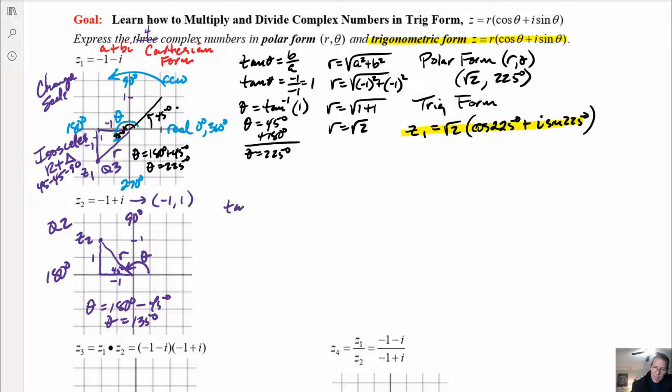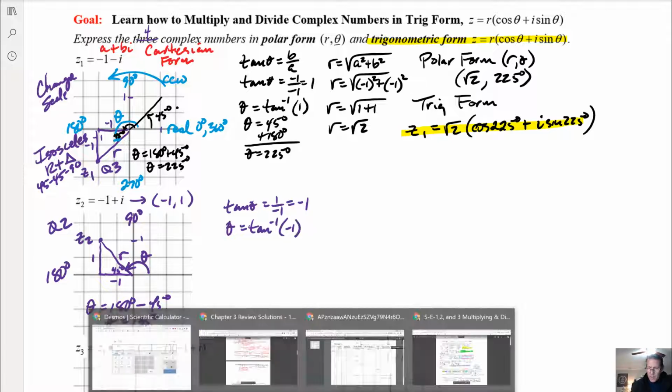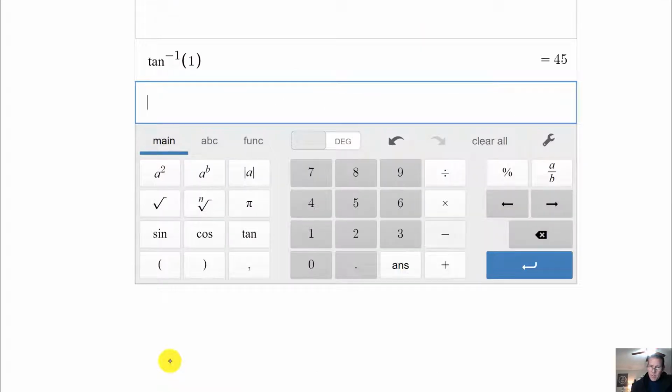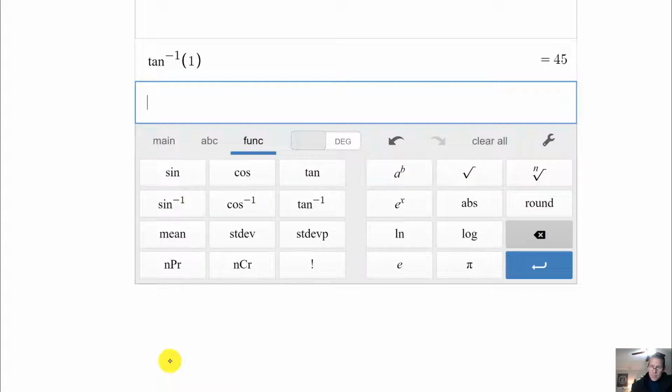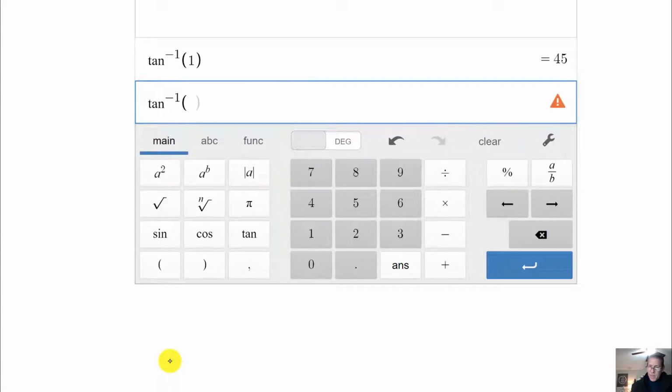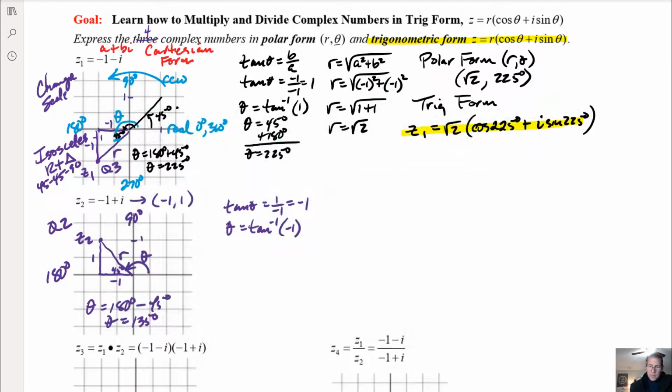Now, if you didn't notice that, you could use your tangent function again. So you take b divided by a, so 1 divided by -1, which happens to be -1, and then you take the inverse tangent of -1. Now watch what happens on your calculator here. So you go inverse tangent, go back to the main menu, type in -1. And you get -45 degrees.